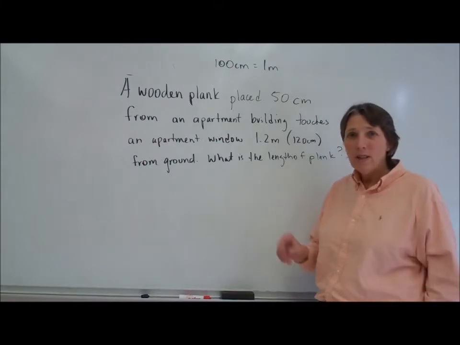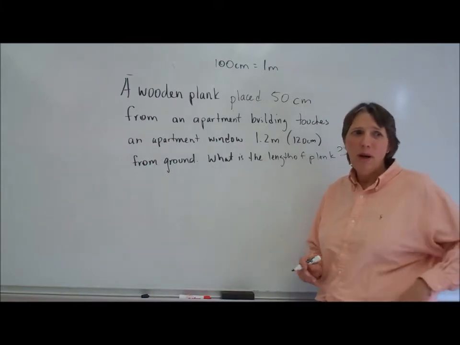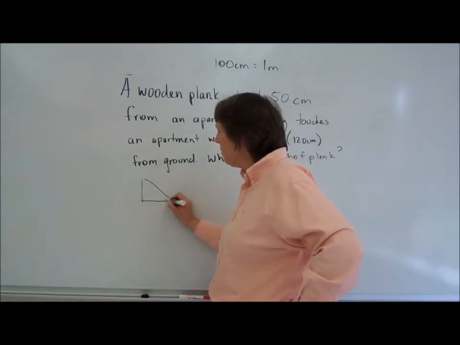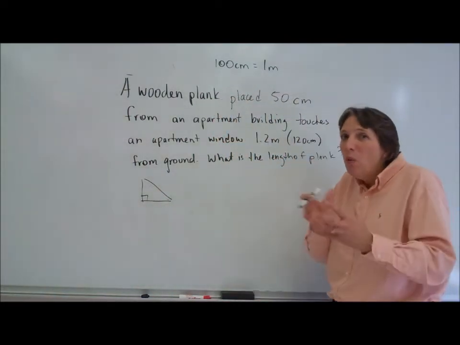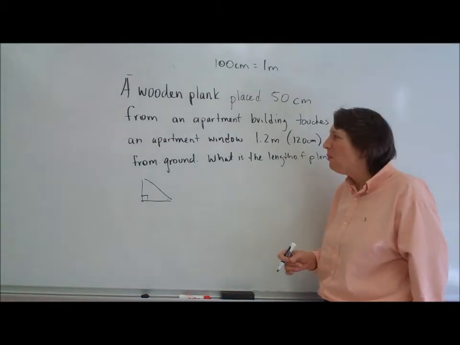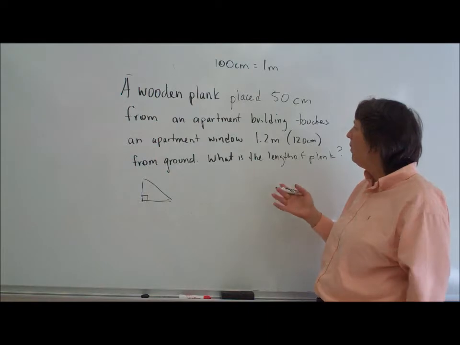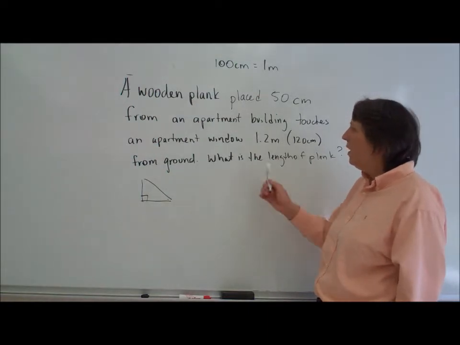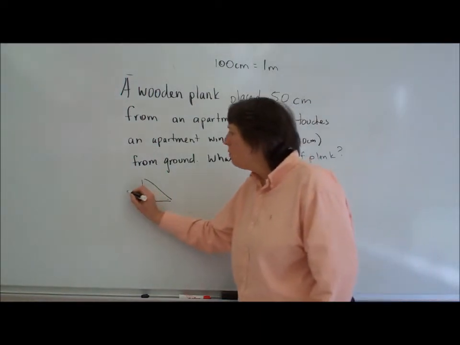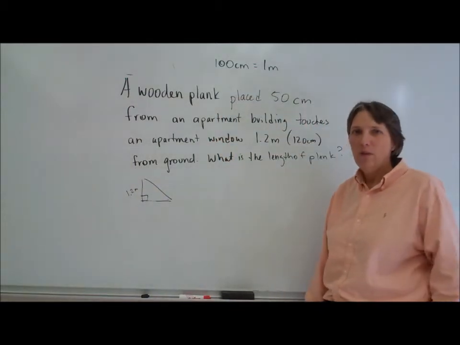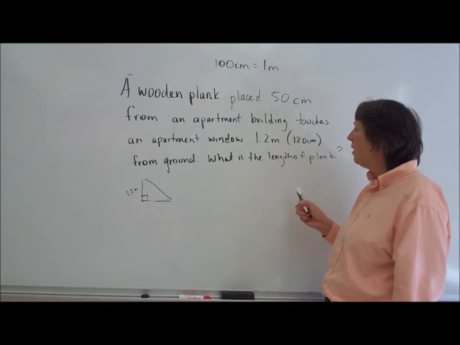Now I'm going to erase this, but first I'm going to draw a picture about it. It's kind of confusing because sometimes students make mistakes about which one is the hypotenuse and which one is the base of the triangle. So what can we definitely figure out here? That the window is 1.2 meters from the ground. So that's got to be the window. And then it wants to know the length of the plank.